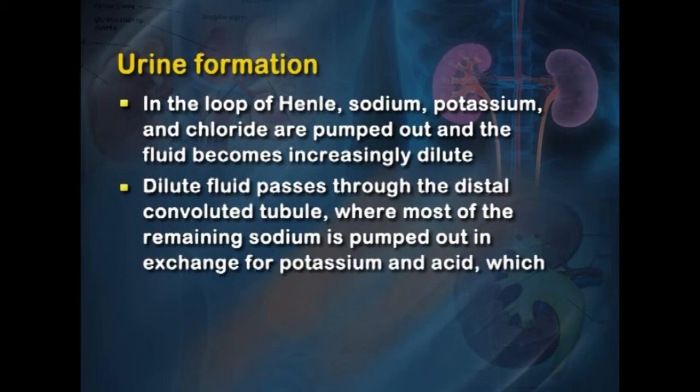The dilute fluid then passes through the distal convoluted tubule, where most of the remaining sodium is pumped out in exchange for potassium and acid, which are pumped in. Now, this again is very important to restore the electrolyte balance. Potassium is a very important electrolyte of the intracellular fluid, and sodium for the extracellular fluid.